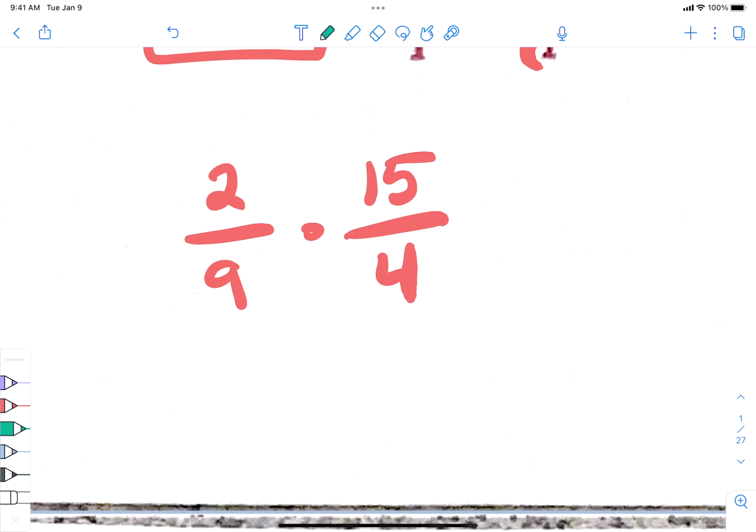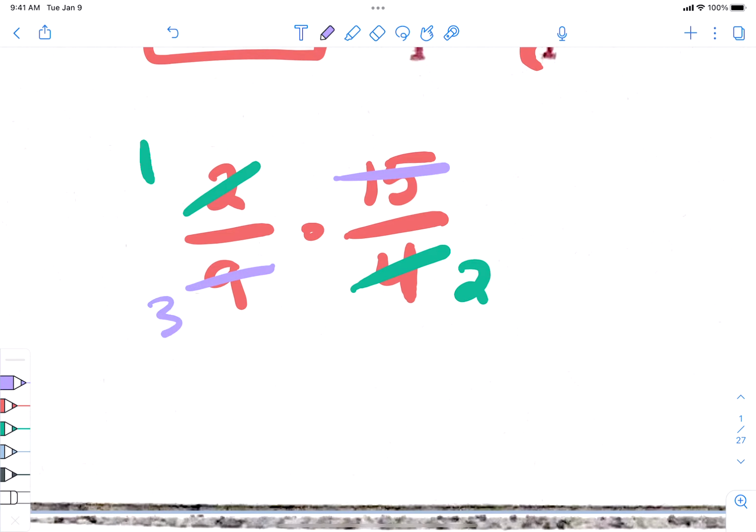Okay, so when you're reducing this to start with, what numbers will you cancel out? 2 and 4? If I divide by 2, this becomes a 1 and this becomes a 2. 9 and 15 becomes 3 and 5. Okay, anything else that will reduce?